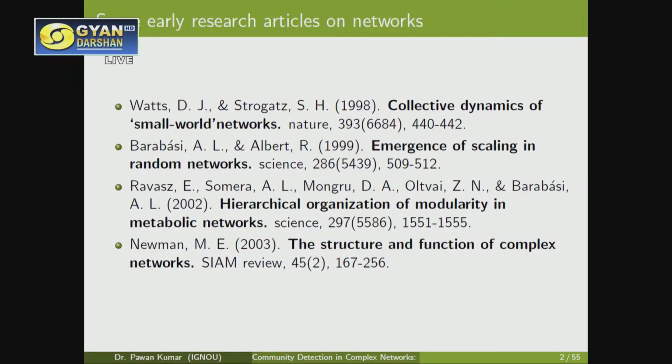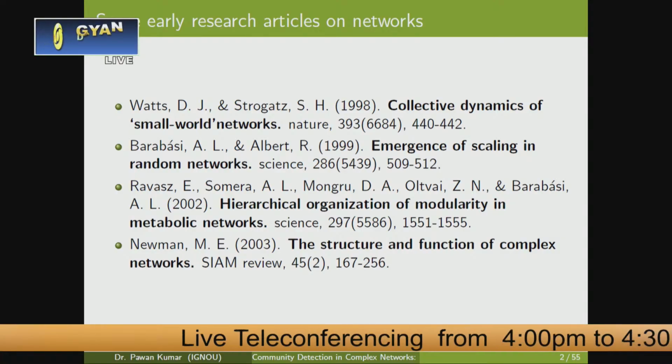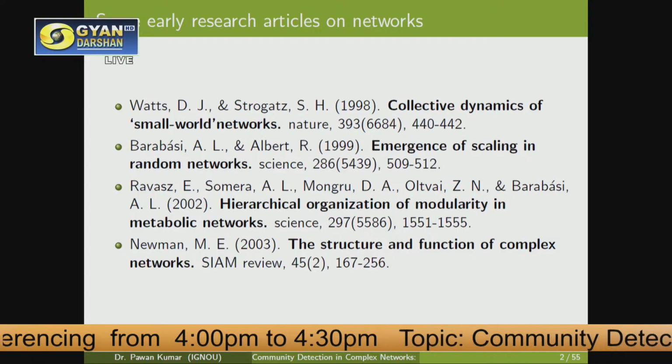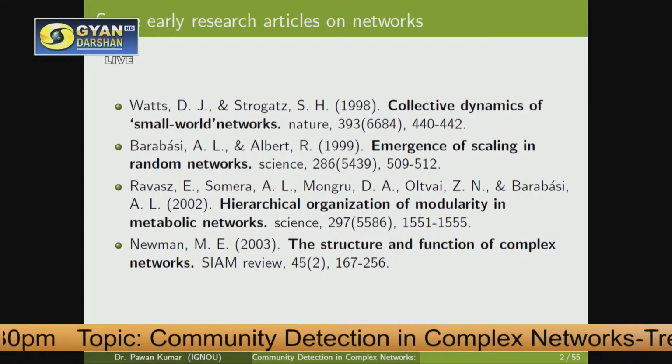The first one is by Watts and Strogatz. It talks about collective dynamics of small world networks. It was published in the journal Nature in 1998. The second one is by Barabasi and Albert. It talks about the emergence of scaling in random networks. And the third one is by Ravasz et al. There are actually five authors, and it talks about hierarchical organization of modularity in metabolic networks.